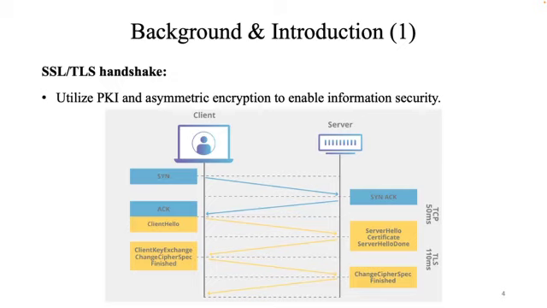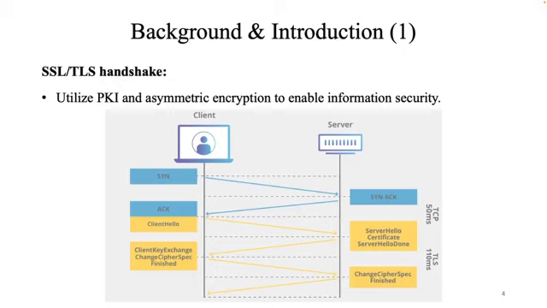I will first introduce the SSL and TLS handshake. So SSL and TLS protocols are the backbone of internet security. They enable confidentiality, integrity, and authenticity in communications using public key infrastructure, also known as PKI, and also asymmetric encryption. The handshake process establishes a secure connection by exchanging certificates and keys. And certificates follow the X509 format and validate critical information like hostname, issuer, and expiration date.